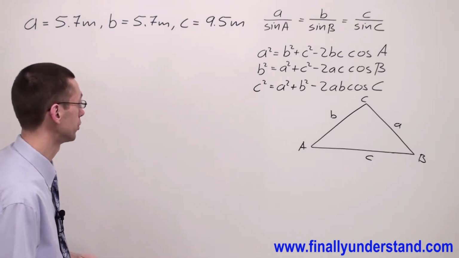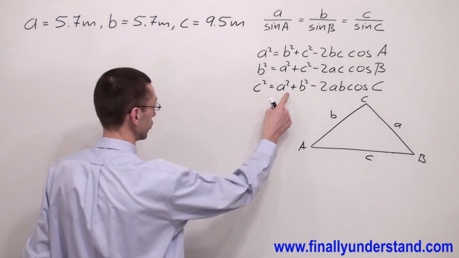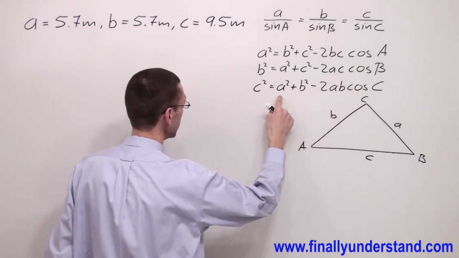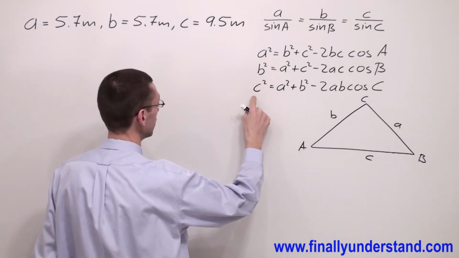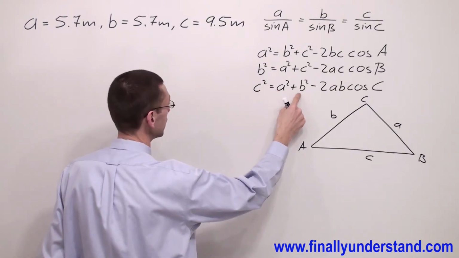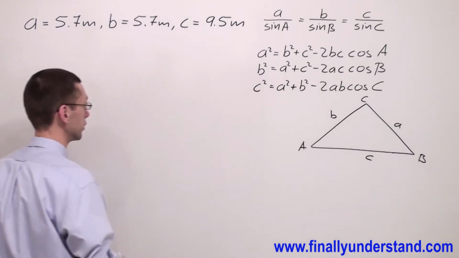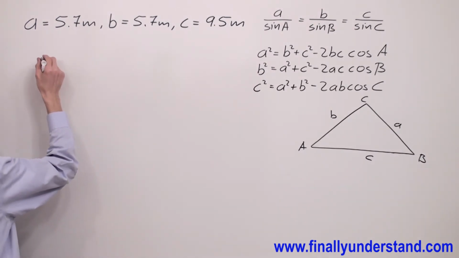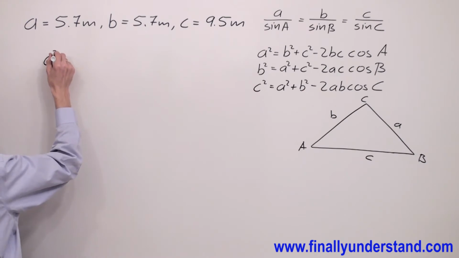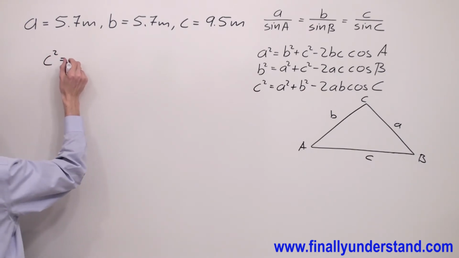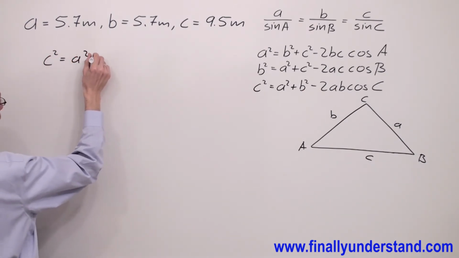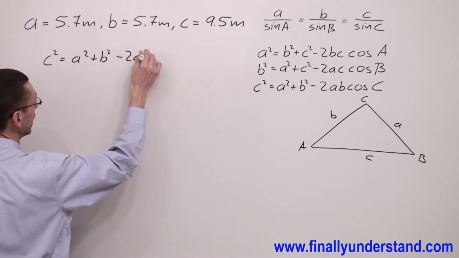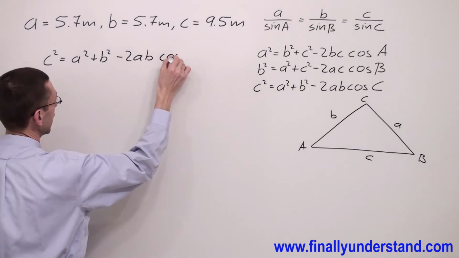So what we're supposed to do first is use this formula in order to find angle C. Why this formula? Because A, B, and C are given, and we can find angle C. So let me copy down the law of cosines: C square equals A square plus B square minus 2AB cosine C.